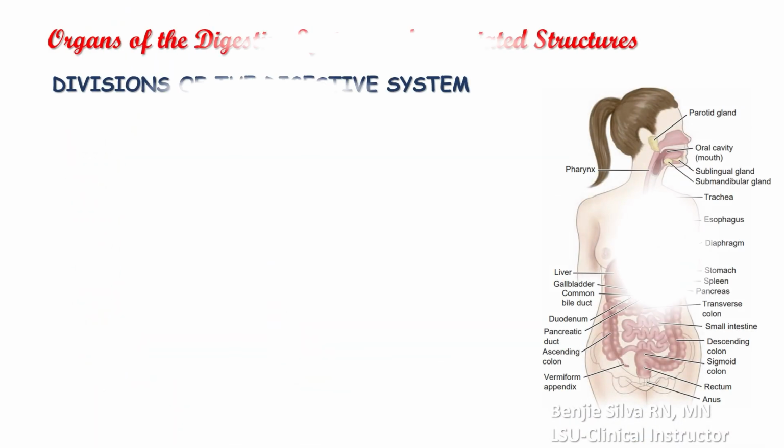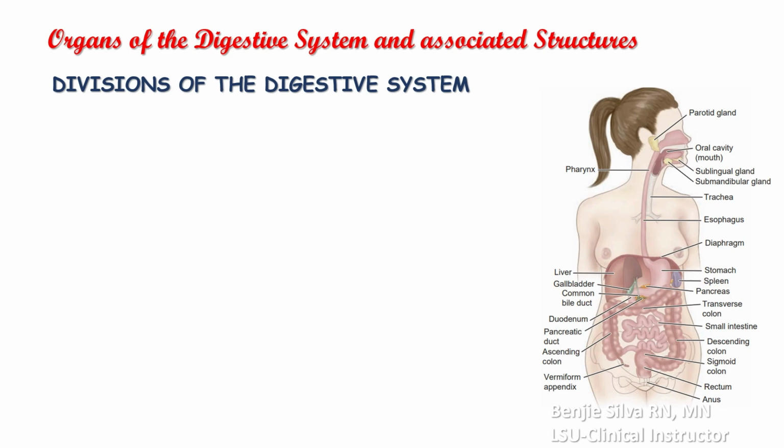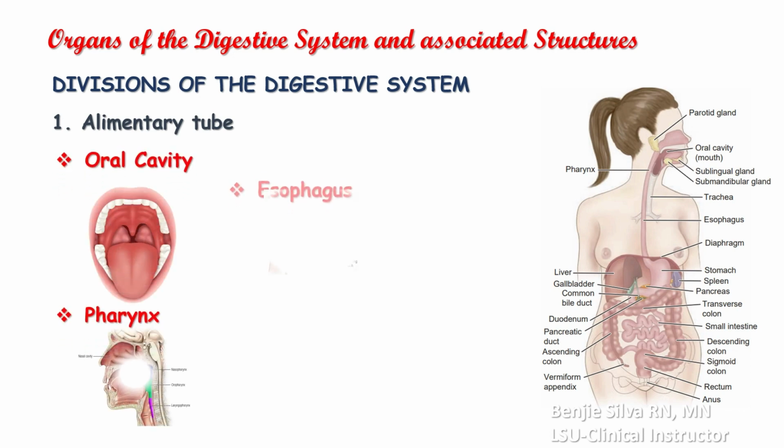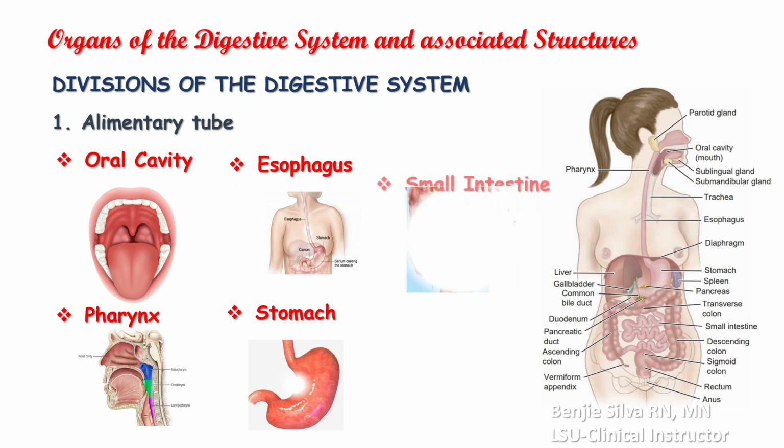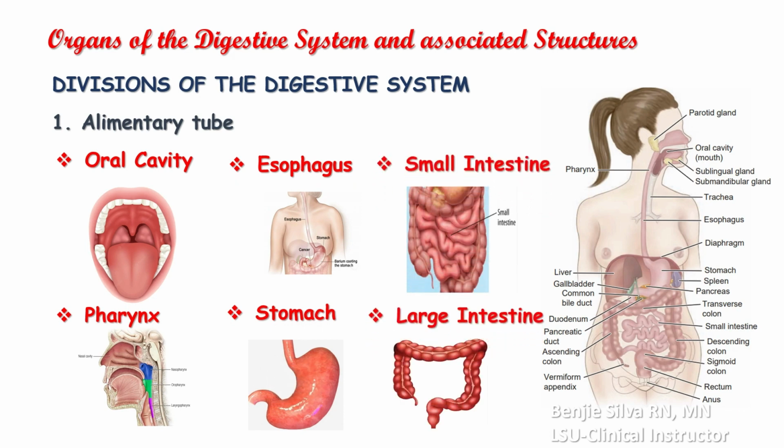Organs of the digestive system and associated structure. The two divisions of the digestive system are the alimentary tube and the accessory organs. The alimentary tube extends from the mouth to the anus. It consists of the oral cavity, pharynx, esophagus, stomach, small intestine, and large intestine. Digestion takes place within the oral cavity, stomach, and small intestine. Undigestible material, primarily cellulose, is eliminated by the large intestine, also called colon.